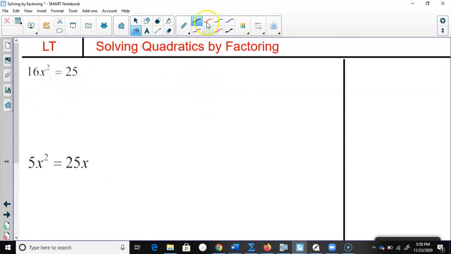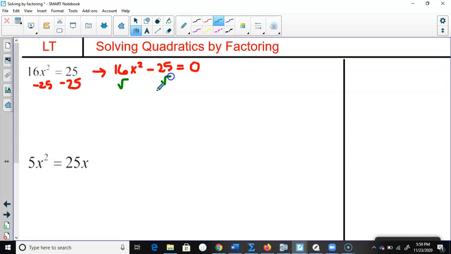16x squared equals 25. The first thing that you'll notice here, again, is that it is not equal to 0. So we need to do that by subtracting 25 from both sides. When I do that, I get 16x squared minus 25 is equal to 0. I'm going to look and see, do I have anything in common? Can I pull a GCF out? I can't. I have two terms. They're being subtracted and they both are perfect squares. That's nice. Now we can use the difference of perfect squares.